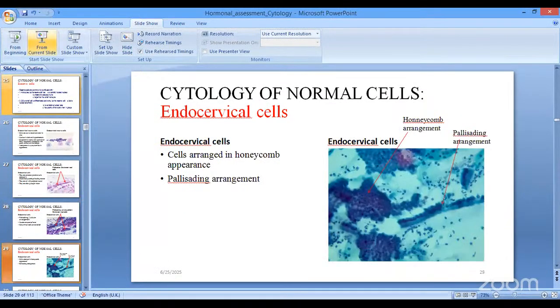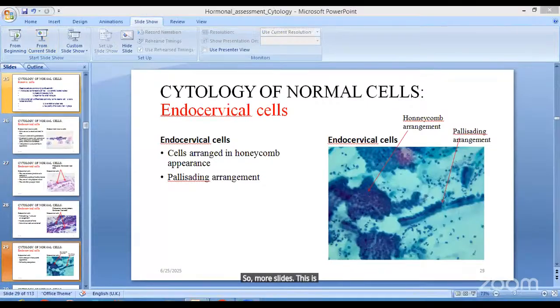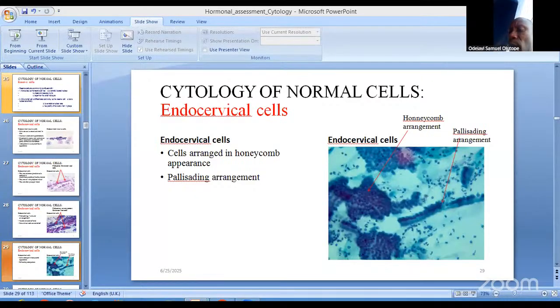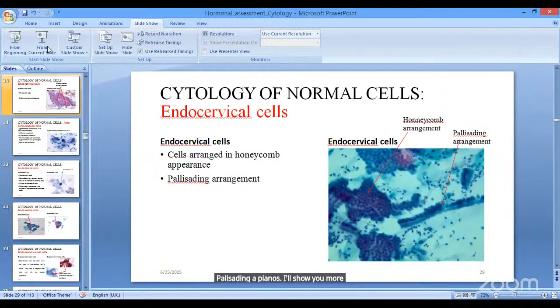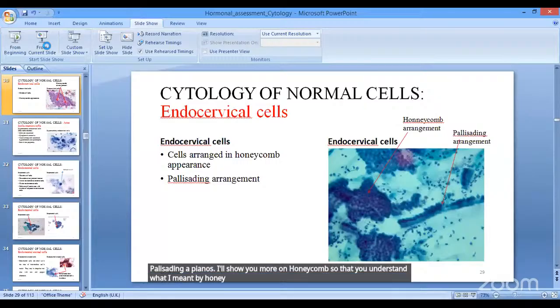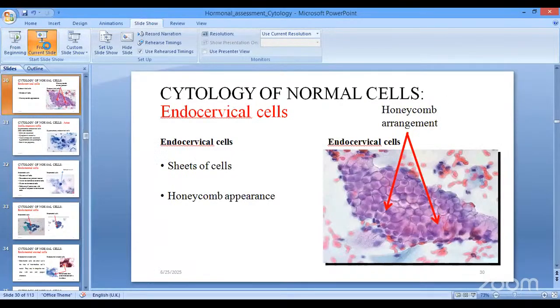So, more slides. This is another palisading arrangement mixed with honeycomb arrangement. When you see that, you know that it is an endocervical cell: honeycomb appearance, palisading appearance. I'll show you more on honeycomb so that you understand what I mean by honeycomb, like the honey bees'. So this is what you see, honeycomb.